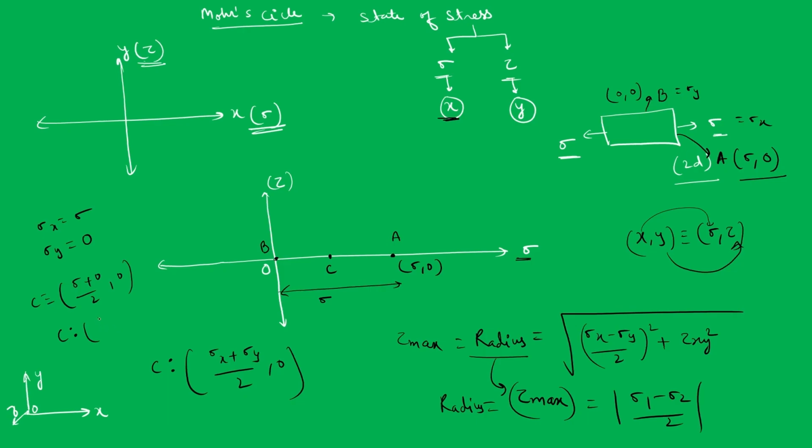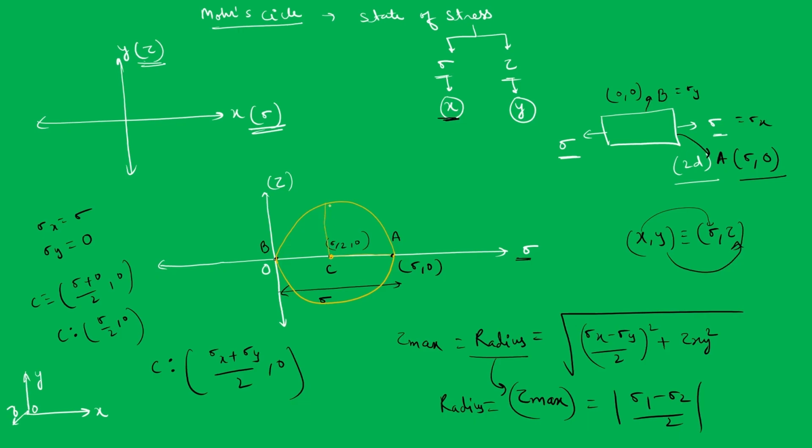The center will be sigma by 2 comma 0. So this particular point will be sigma by 2 comma 0, right? Now I want to draw the circle. By taking this particular point as a center and this line as a radius, I will draw a circle. So how can I draw the circle? This will be my circle. So this is my Mohr circle. Okay, so this particular circle is my Mohr circle.